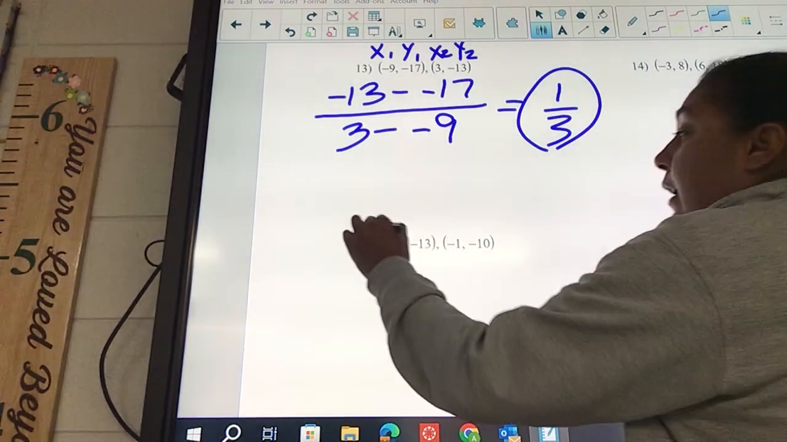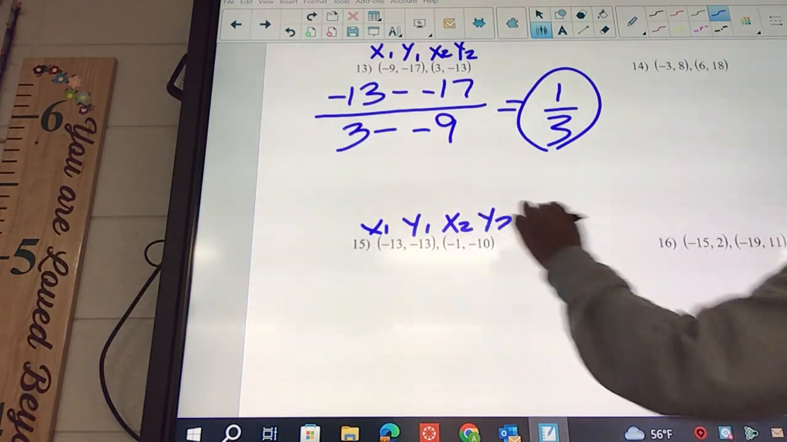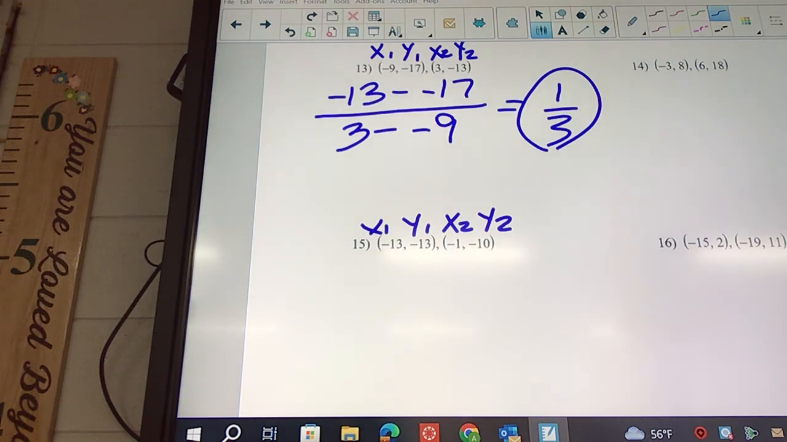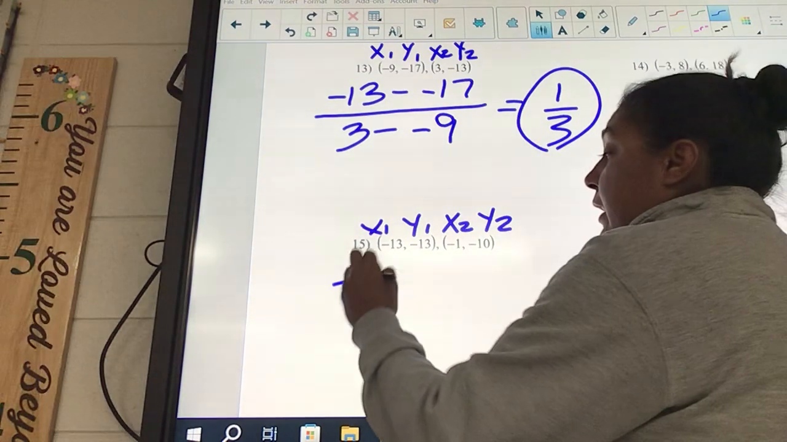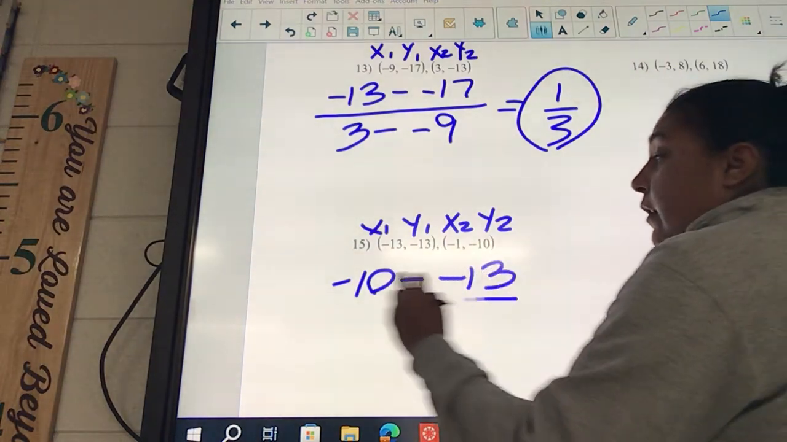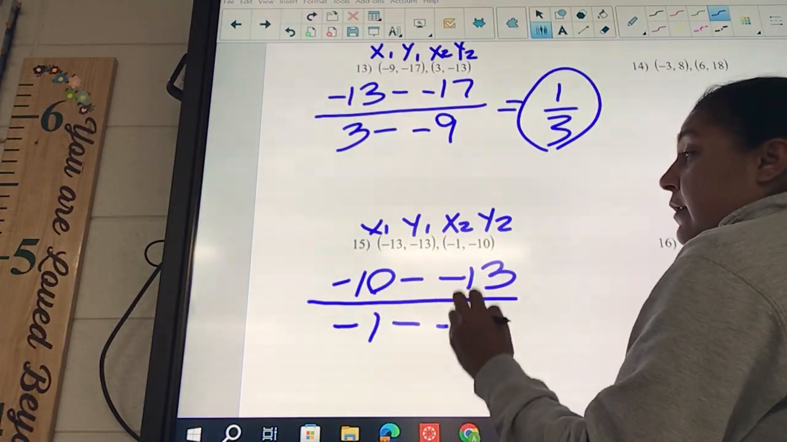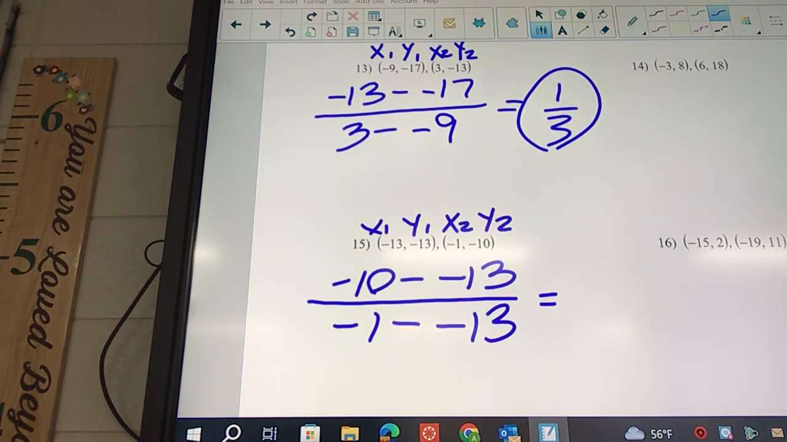Last one, we're gonna say x1, y1, x2, y2. Okay, we're gonna say negative 10 minus negative 13 over negative 1 minus negative 13. 1/4. What'd you guys get? 1/4. You got 1/4 too? Okay.